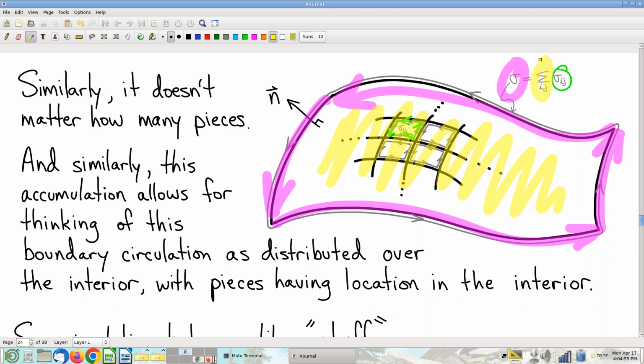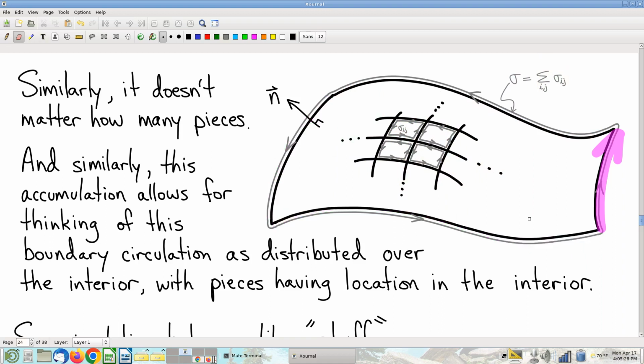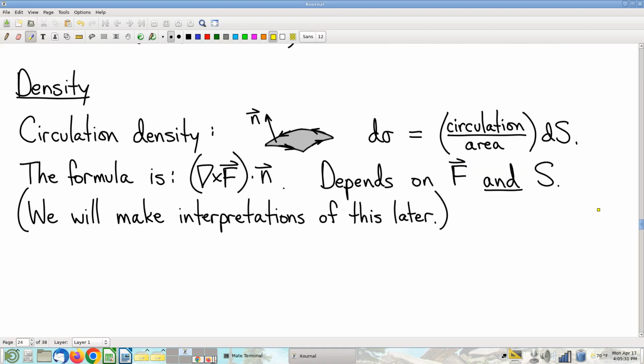So, sure, you measure boundary circulation on the boundary. That's the name. But I want to encourage y'all to think of boundary circulation as being distributed over the surface, over this thing whose boundary we're talking about. It's distributed over what you might call the interior, just like every other accumulating quantity that we've talked about. Does that all sound familiar and plausible, maybe believable? Okay. All right, and with that, we can talk about density.